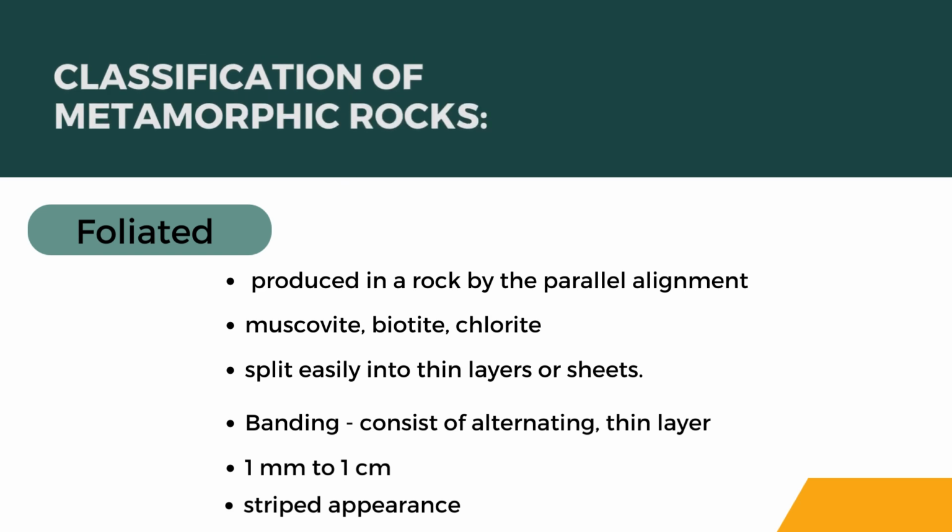There are two classifications of metamorphic rocks. First is the foliated. Foliation is produced in a rock by the parallel alignment of platy minerals, for example muscovite, biotite, and chlorite, needle-like minerals or tabular minerals. This parallel alignment causes the rock to split easily into thin layers or sheets. Foliation is common in aphanitic as well as phaneritic metamorphic rocks.